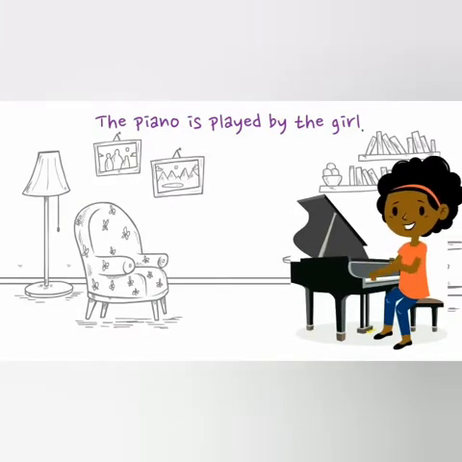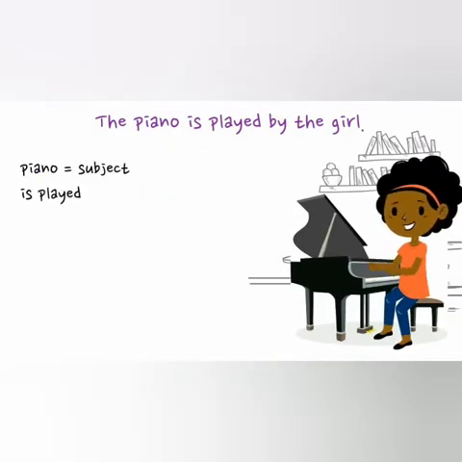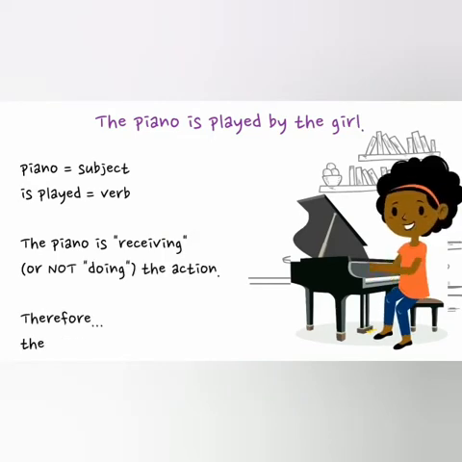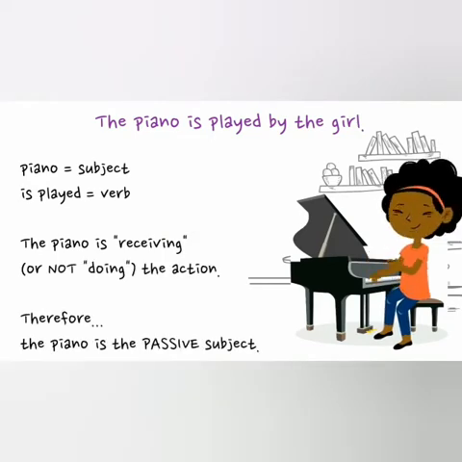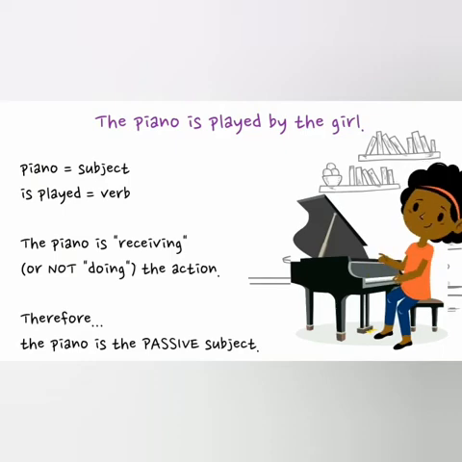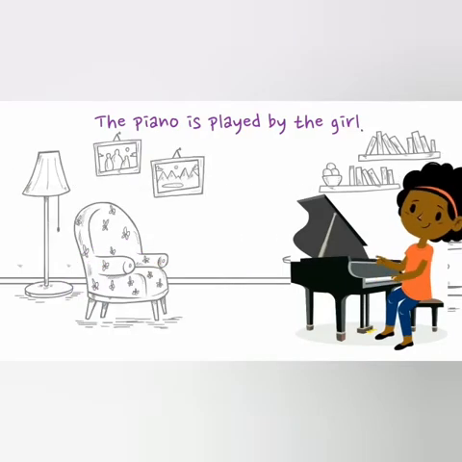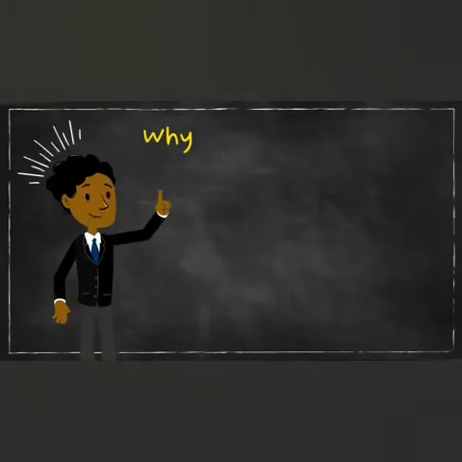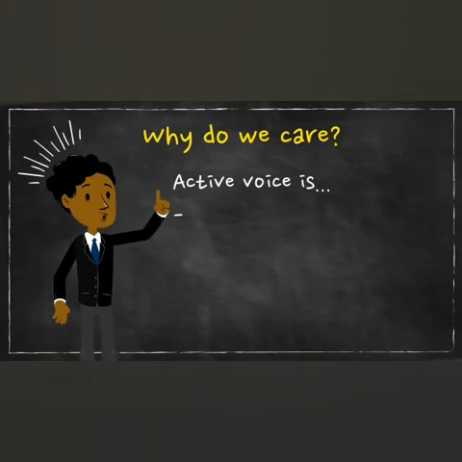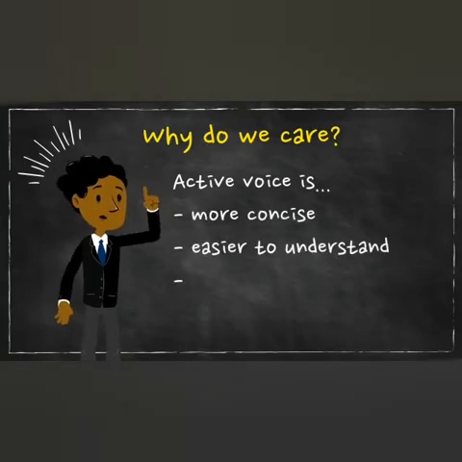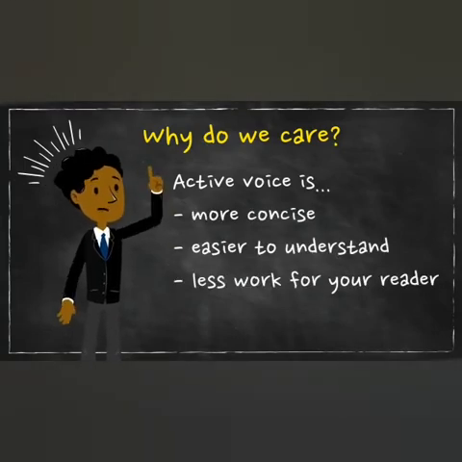The piano is played by the girl. piano equals subject, is played equals verb, the piano is receiving or not doing the action, therefore the piano is the passive subject. Because the piano is the passive subject, Then this sentence is written in the passive voice. why do we care? Active voice is more concise, easier to understand, and less work for your reader.